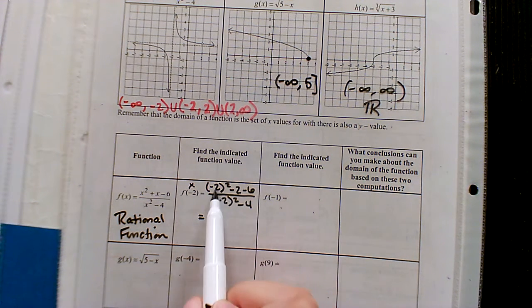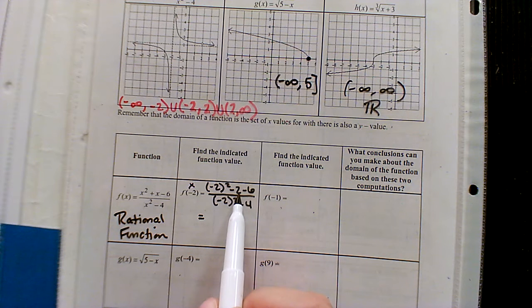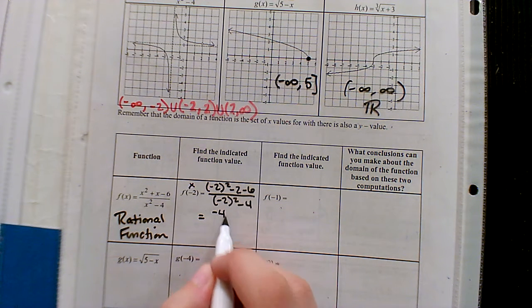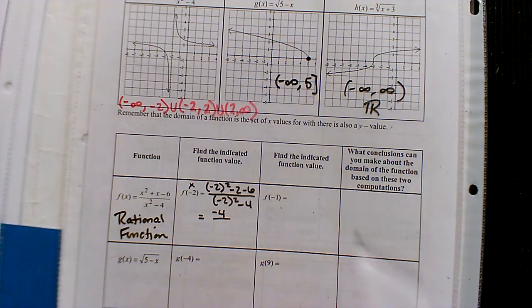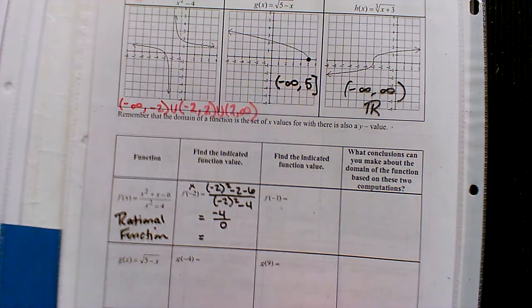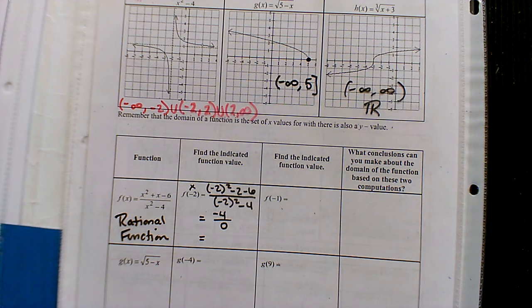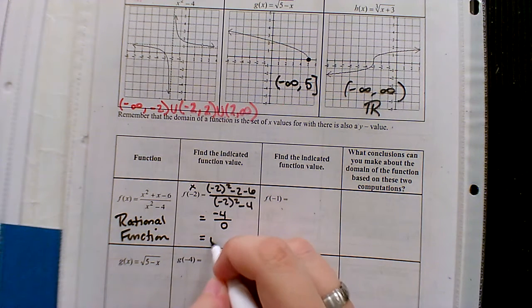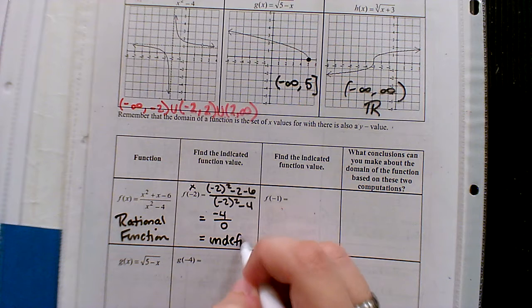Let's see, we'll have 4 minus 2, which is 2, minus 6 is negative 4, and 4 minus 4 on the bottom would be 0. What's negative 4 divided by 0? Undefined. You cannot divide by 0. Good.